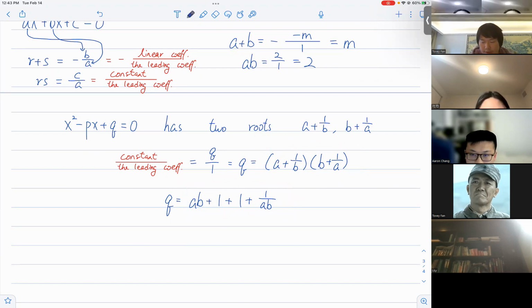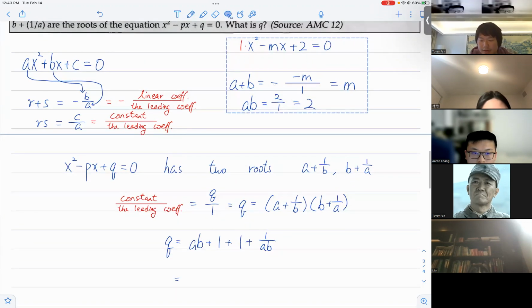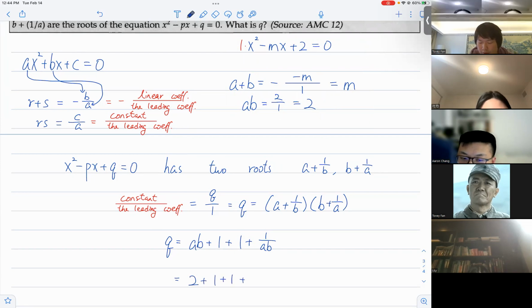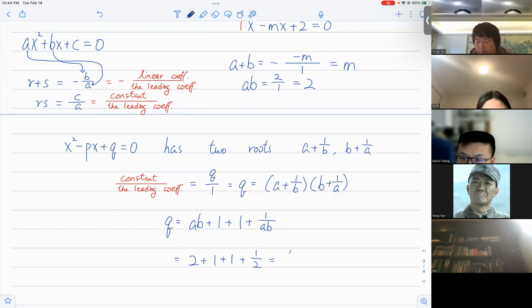Right? And then we can just plug in, because from the first condition, from the first sentence, we got what? We got a times b is 2, right? You just plug in 2 plus 1 plus 1 plus 1 over 2. So 4 plus 1 over 2, 9 over 2. So q is 9 over 2.